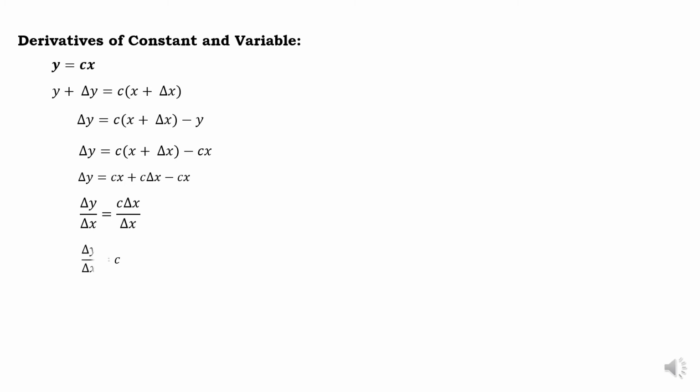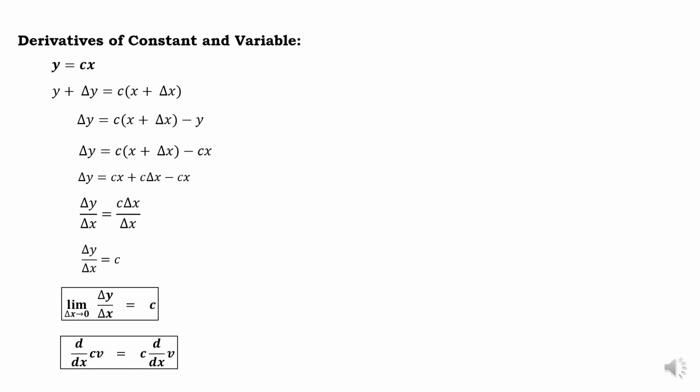So therefore, the ratio of change in y all over change in x is equal to c. Establish the limit as change in x approaches 0. Therefore, the limit of change in y all over change in x as change in x approaches 0 is equal to c. So therefore, for the derivative of a constant and variable, just copy the constant and determine the derivative of the variable, which is equal to 1.